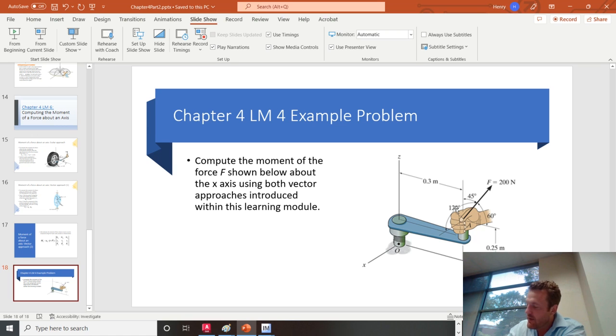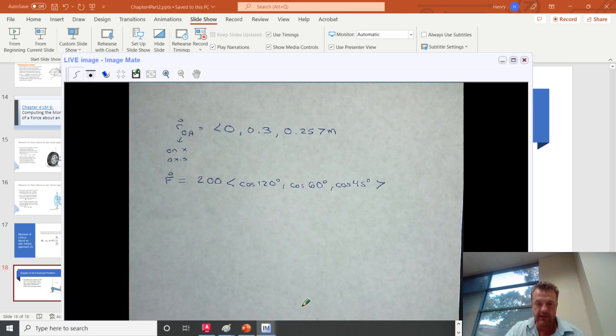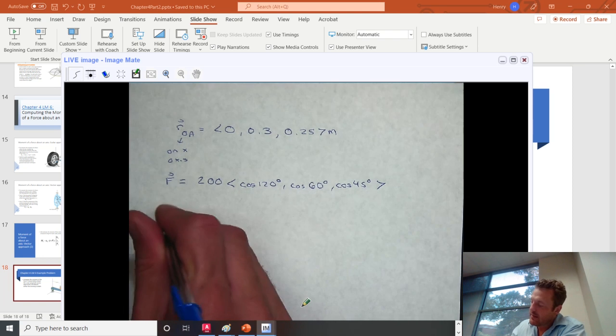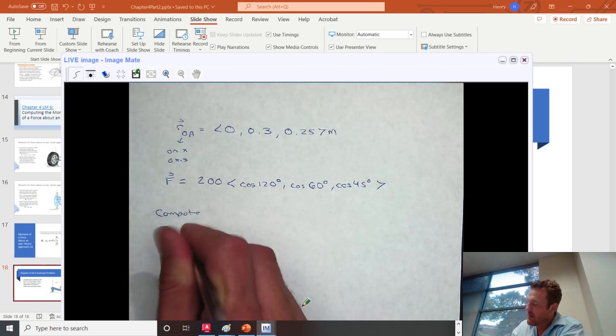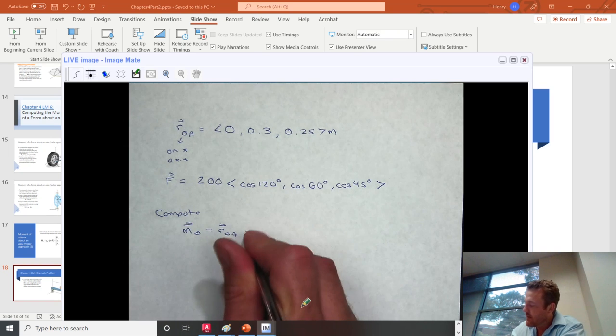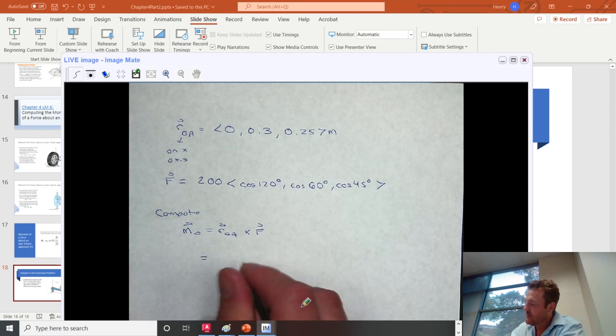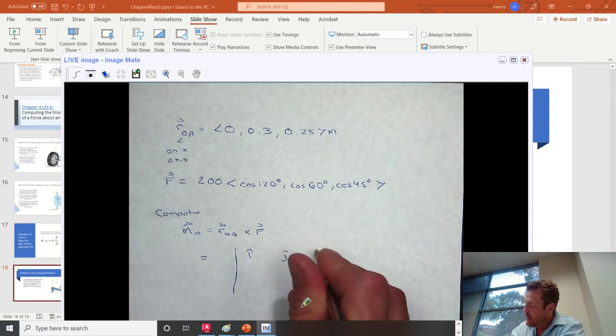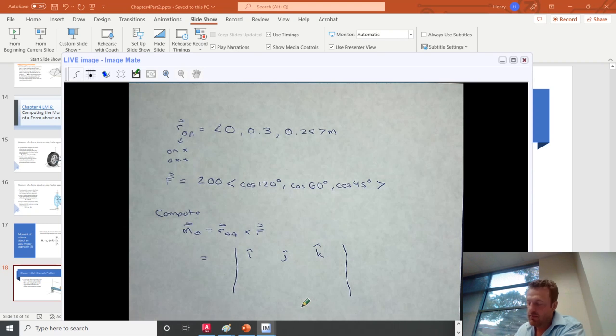So I can write an expression for that force in Cartesian form as nothing more than magnitude 200. I will weight the x component by cos 120, the y component by cos 60, and the z component by cos 45. So just showing you what I have for that. That's how that looks. The next thing I need to do is compute the moment about that point O, and it's going to be r from O to A cross F. And that's just going to be using my 3x3 vector determinant for computing the cross product.